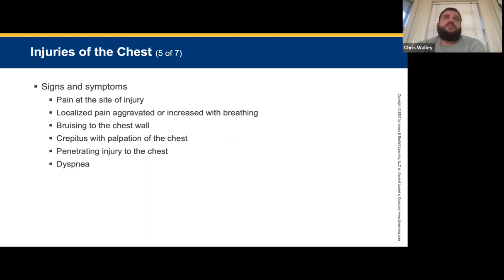So again, we have bruising. We may have crepitus. Now remember, the crepitus with palpation to the chest is when I take and do this, it feels like Rice Krispies sound. And y'all know what I'm talking about. That snap, crackle, pop. You're just like, whew.